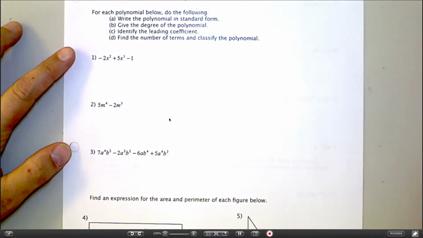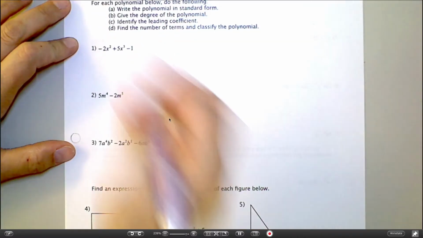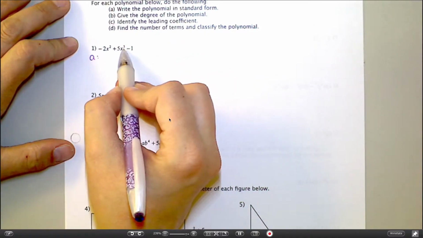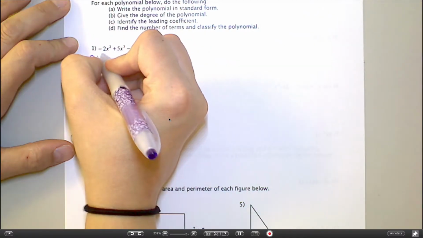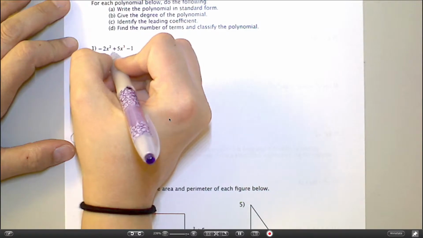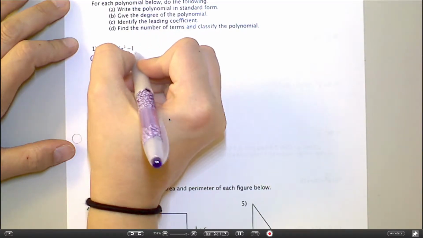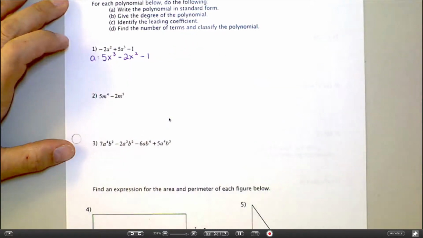Standard form means what order? Okay, so the exponents are going to be biggest to smallest. Yep. So for part A, biggest to smallest exponent, I would start with the 3, so that would be 5x cubed, and then minus 2x squared minus 1. That's standard form.